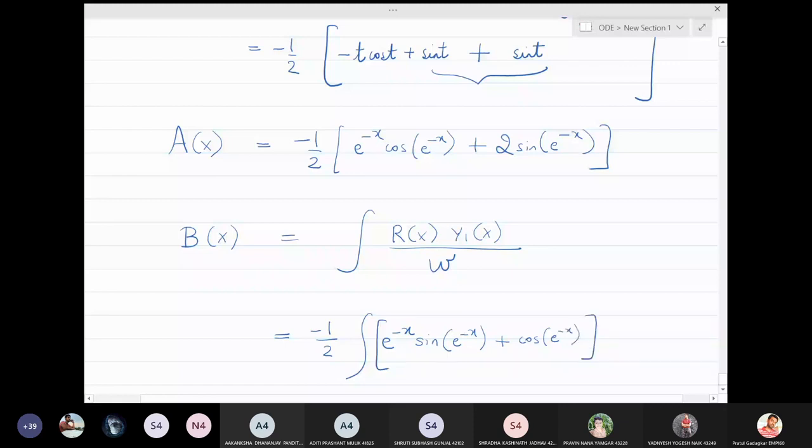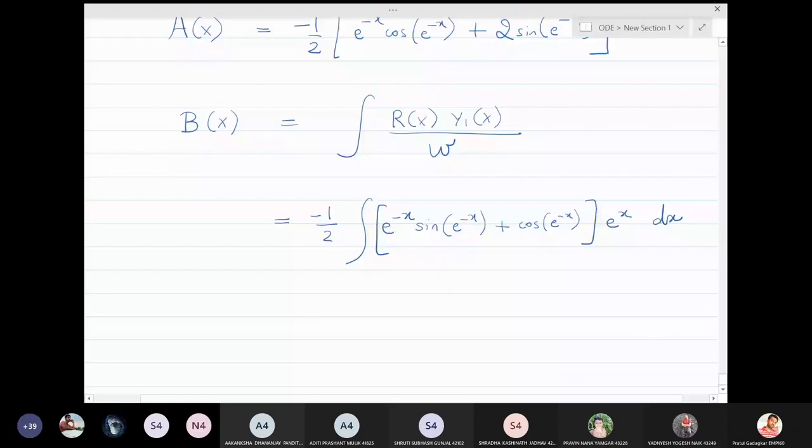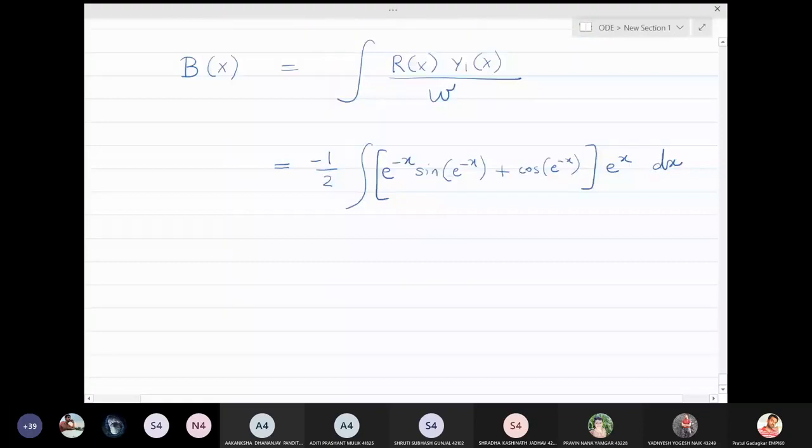And now you see what has happened over here. Now there is e raised to x also in the picture, correct, which is not a good sign. But I can certainly write this as half integral e raised to x into, let me write this first. This is cos e raised to minus x. Write it clearly. cos e raised to minus x plus e raised to minus x sine e raised to minus x. I have done nothing. I have just shifted the terms, one here and one here.